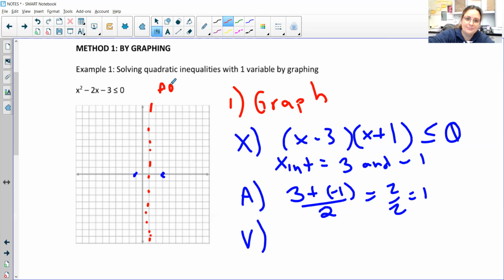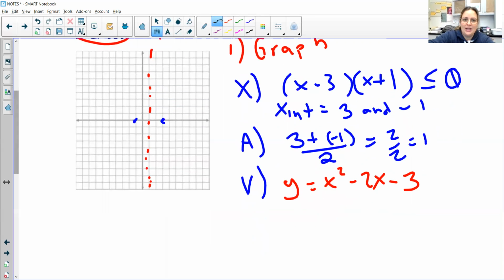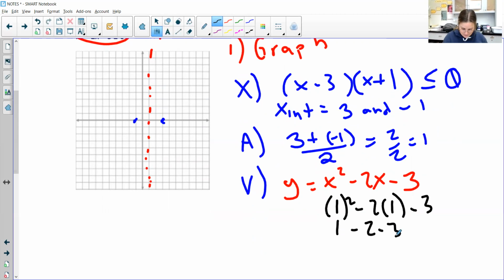That's my axis of symmetry. Sound effects are optional, I guess. All right, and to get our vertex, we are going to substitute the axis of symmetry value in for x in our original equation and find out what y would technically equal. Now, it's a little bit weird because instead of being a 0, we're going to say y equals x squared minus 2x minus 3. And we're going to substitute a 1 in for the x. 1 minus 2 is -1, -1 minus 3 is -4. So technically it would be at -4.